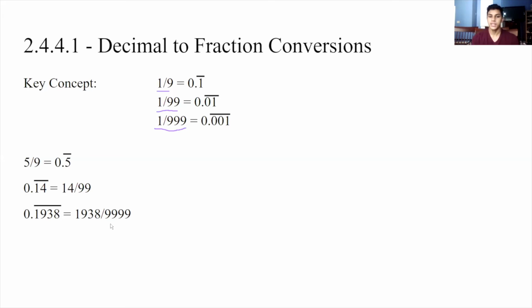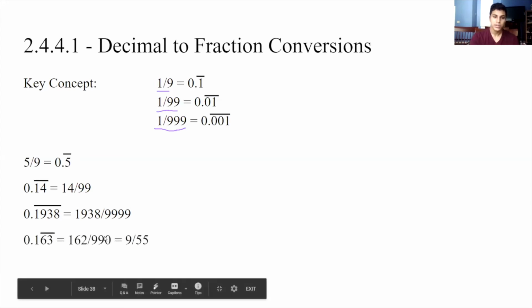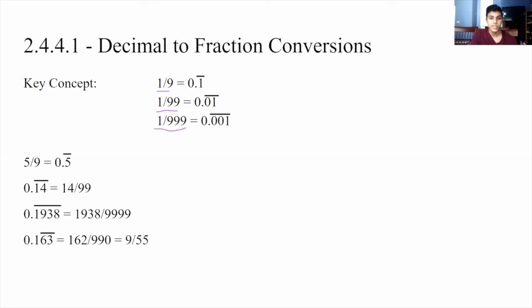But with repeating decimals, remember, you can have the bar not over all of the numbers. So next I have an example like this: 0.163 bar, except the bar is only over the 6 and the 3. And this one's a little bit different. This one equals 162 over 990, which also simplifies to 9 over 55.